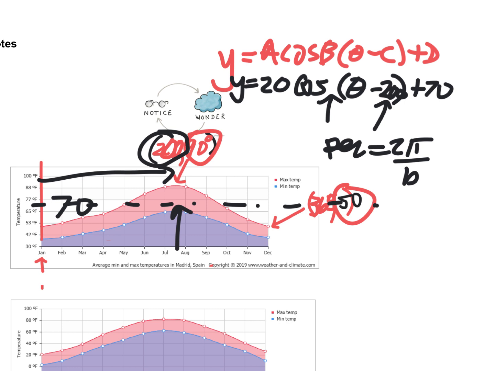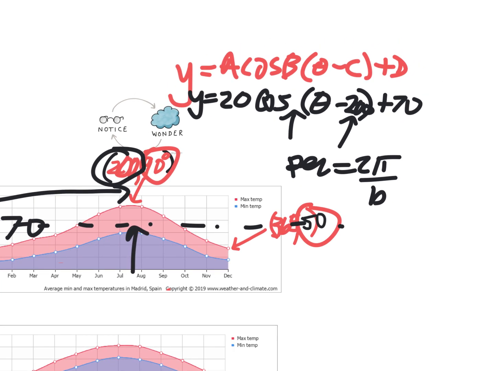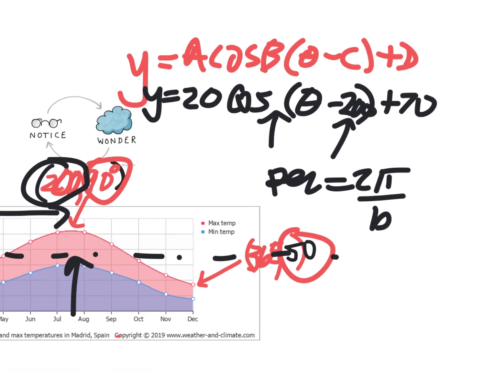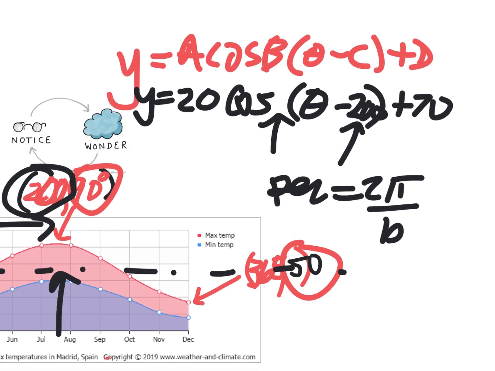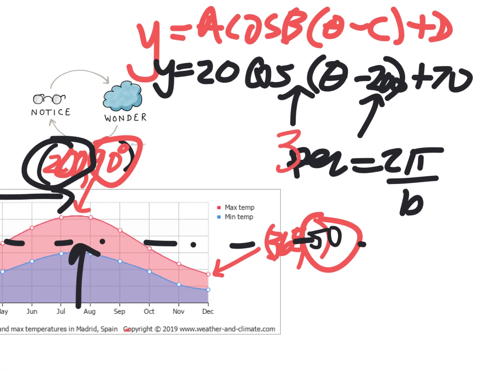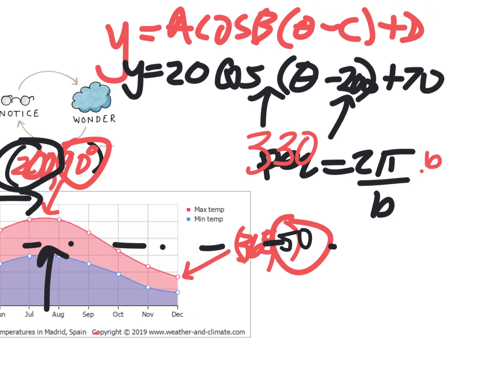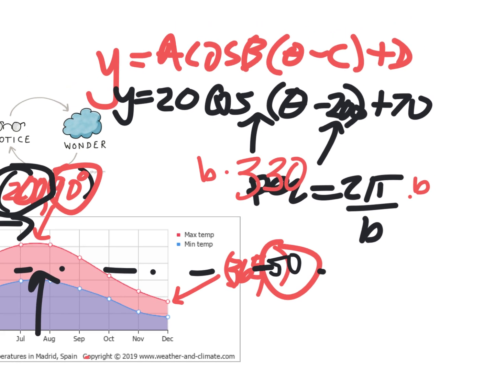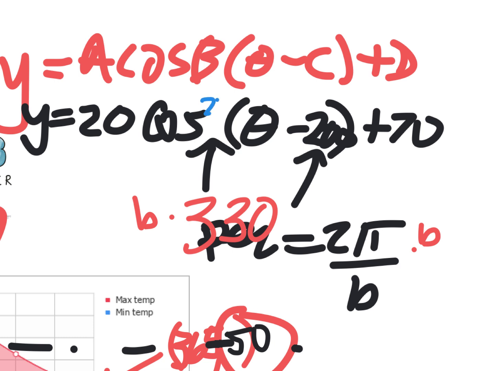So 320 something, 330, let's call it 330. But do you get that this really should have been a whole year? The period should have been 365, but I'm going to call it 330. Then I'm going to multiply by B on both sides and solve this, and I get 2 pi over 330, which should really be reduced. But, and I'm aware, it really should be 360.